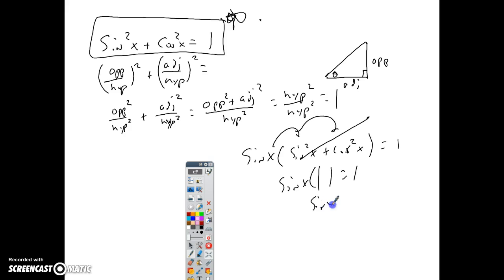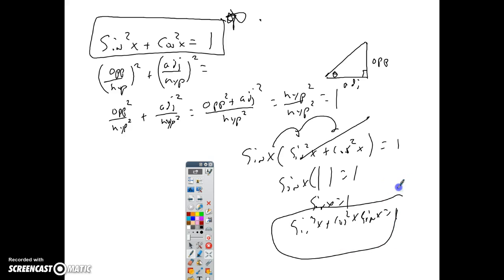When does sine x equal 1? Much easier than when does sine cubed x plus cosine squared x sine x equal 1. Good luck doing that sometime soon. So this one's huge. It's magical. You must know it. Do I have to know how you got to it? No, you need to know it.